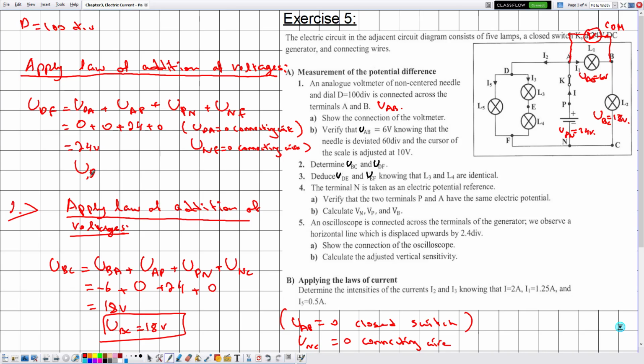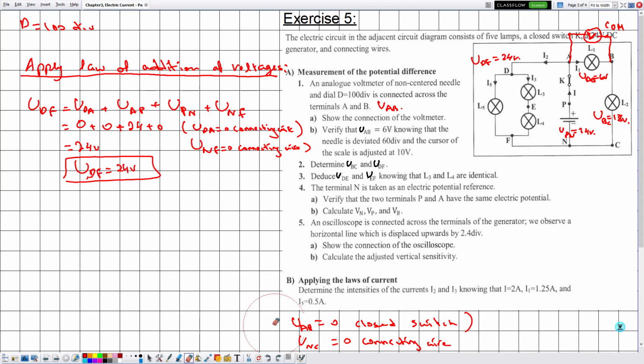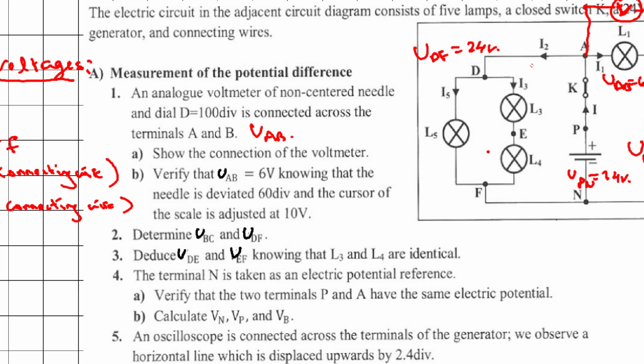So UDF, so let me write here that UDF is equal to 24 volts. Now in number 3 they are telling me deduce UDE and UEF knowing that they are identical. So we have the voltage UDF which is given by 24 volts.